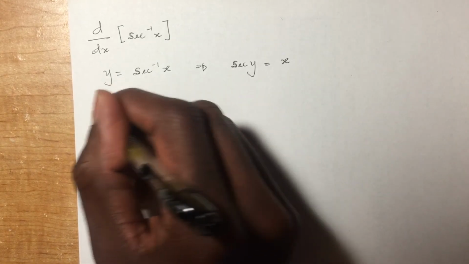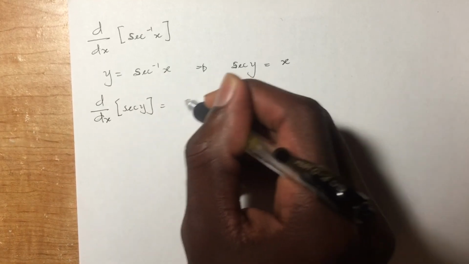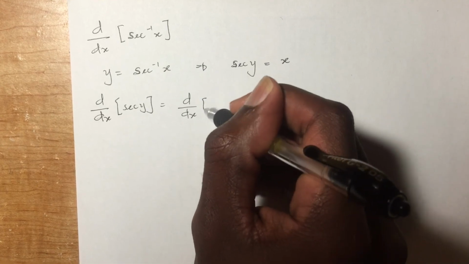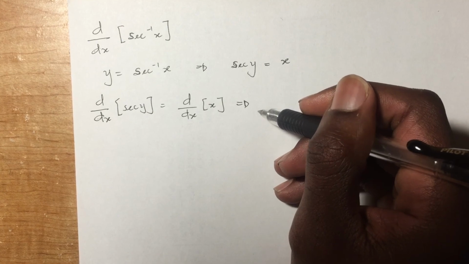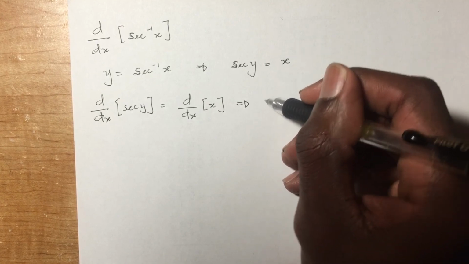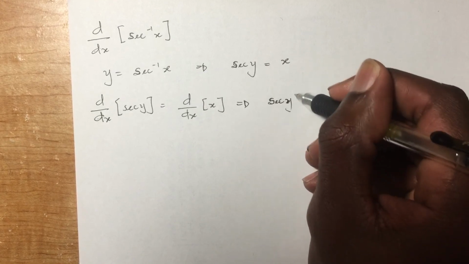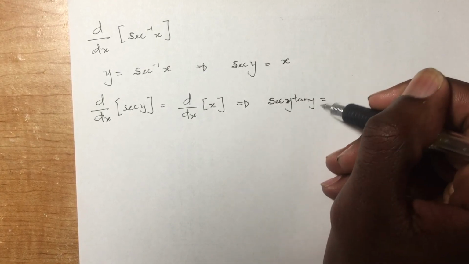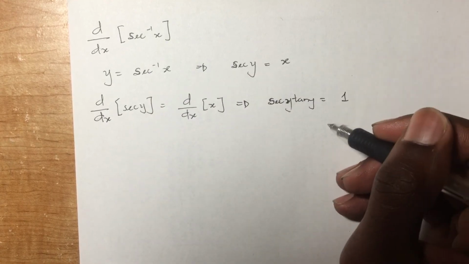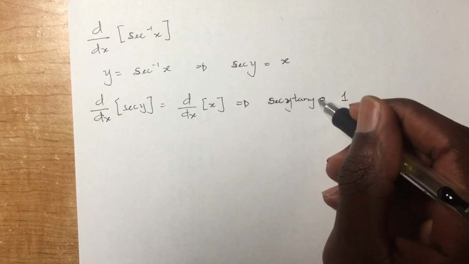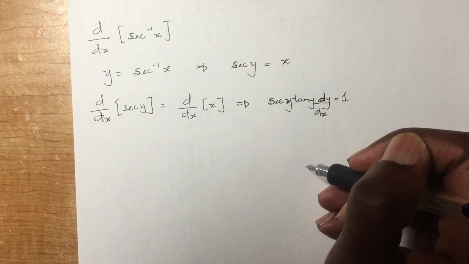And if we differentiate with respect to x, we differentiate secant of y, and on the other side we differentiate x with respect to x as well. Then we're going to end up with secant of y tan y, that is the derivative of secant of y, equals 1. And this is going to be dy dx as well, since we're doing implicit differentiation.